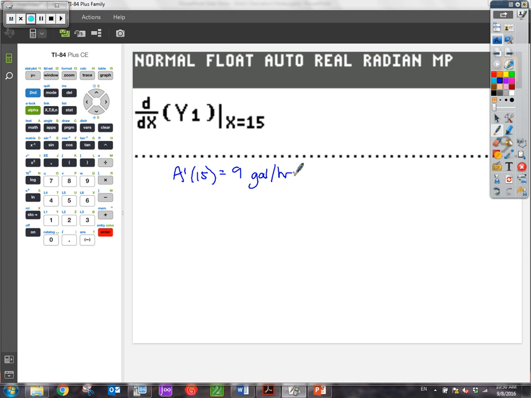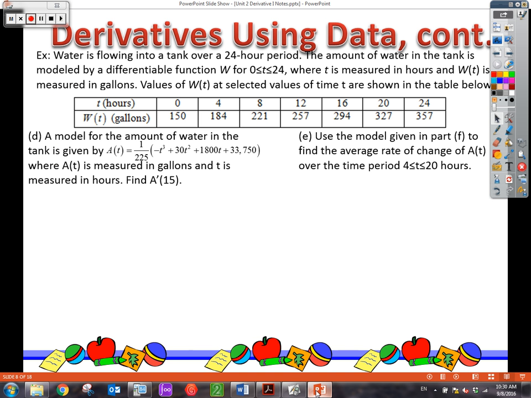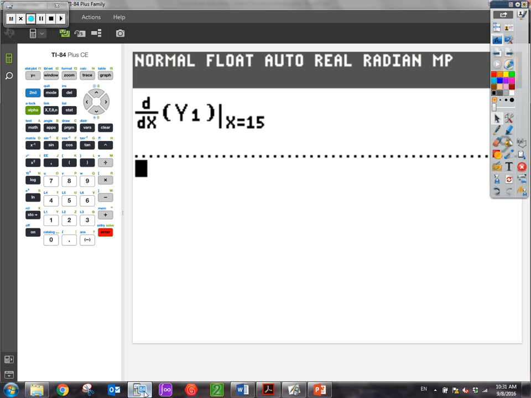Okay. All right, so now let's look at the other part. Part E says, use the model given in part F, our A of t equation again, to find the average rate of change of A of t over the time period 4 to 20. Okay, so some more calculator input. So let's go back over to our calculator. And we've done this before, if you recall, maybe last week or so.